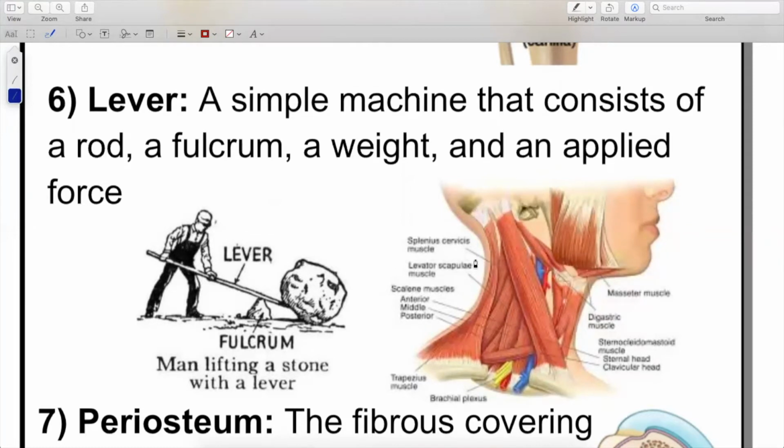And an applied force. You have to use the bones, or in this case, the lever, to lift that weight up. And that is going to come from your muscle structures. So all of that together counts as a lever. And that's what's happening in your skeletal system. That's what's going to provide movement.